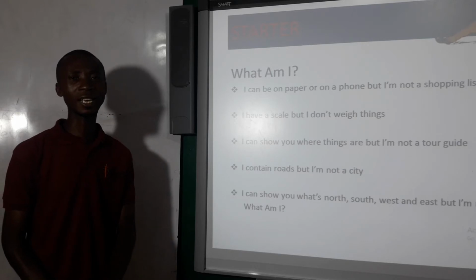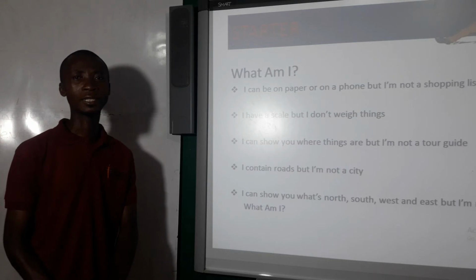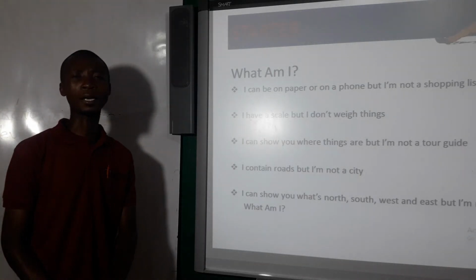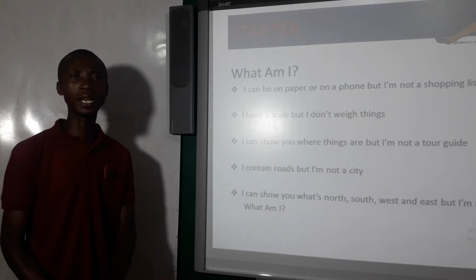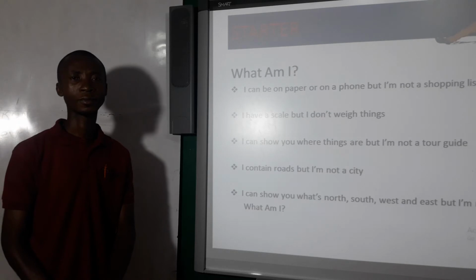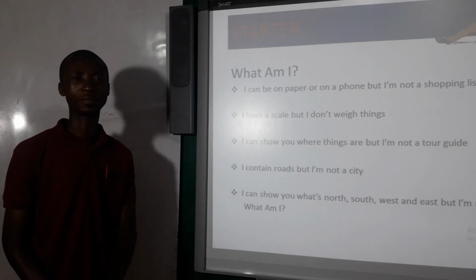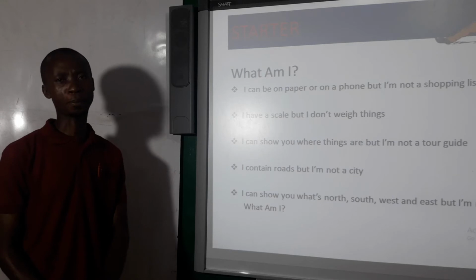What do you think is the answer? You can write it on the paper, or you can share with the one sitting beside you. Yes, what is the answer? Good. The answer is a map.